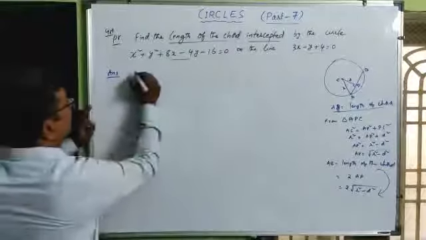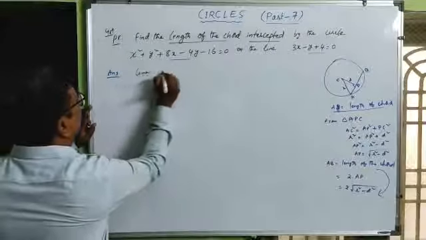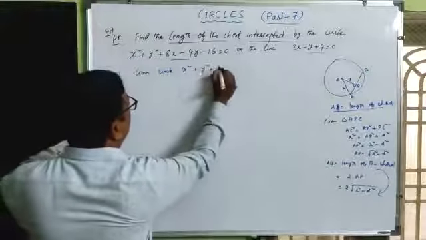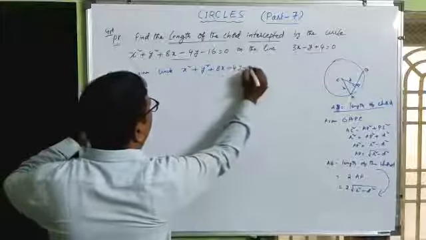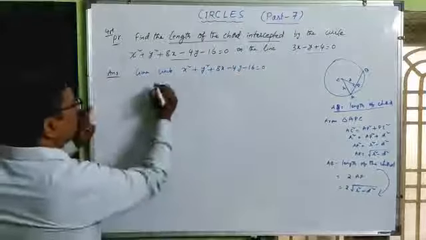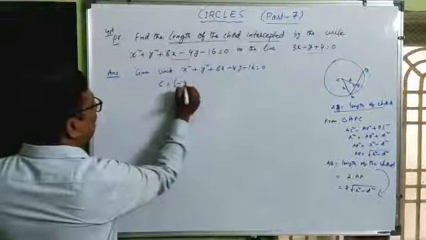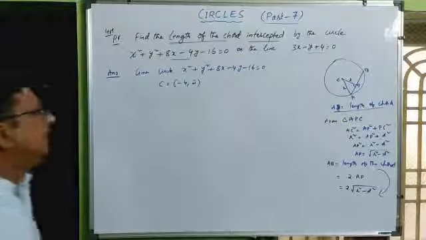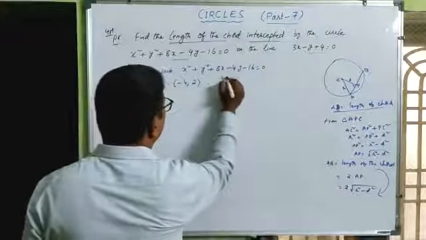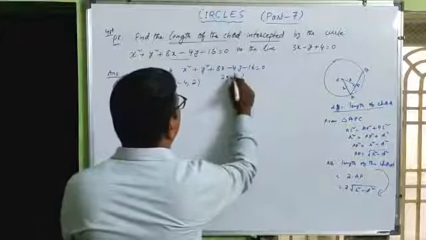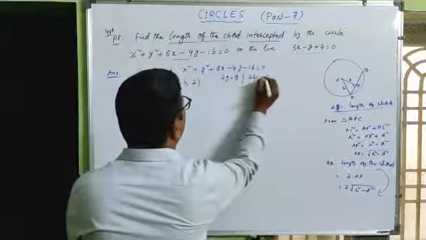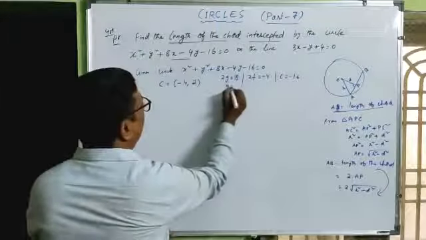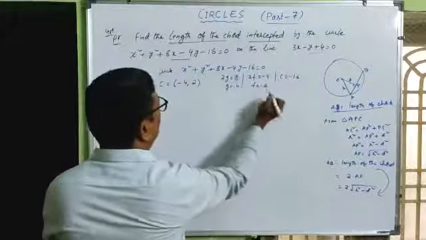Now what is the given circle? x square plus y square plus 8x minus 4y minus 16 is equal to 0. So what is the center of the circle? The center of the circle is (-4, 2). In the same way, 2g is 8, 2f is minus 4, and c is minus 16. For reference, we will write g is 4, f is minus 2.